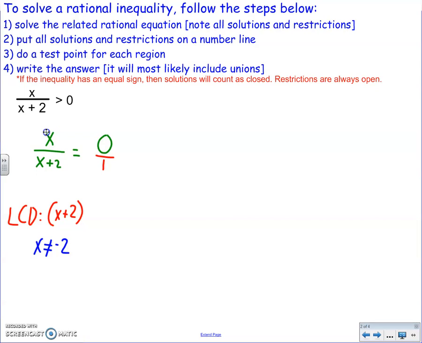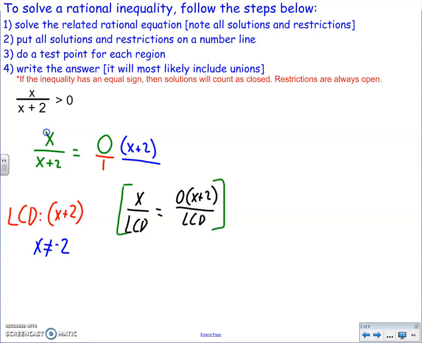Alright, I'm going to fix each fraction. The first fraction is not missing anything, but the second one is missing x plus 2 over x plus 2. Once you do that, the first fraction is just x over the LCD, and the second fraction is going to be 0 times this over the LCD. Now we get rid of both fractions by multiplying each side by the LCD. So the LCD's crossed out, we get x equals 0 times all that, which is just 0. That's my solution.